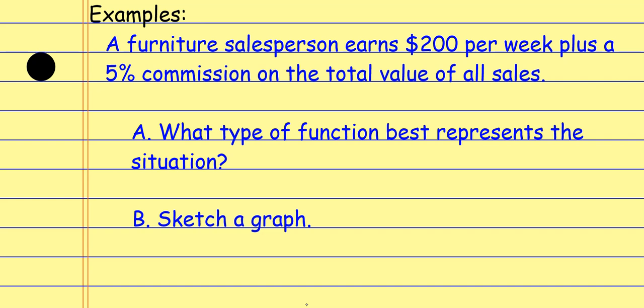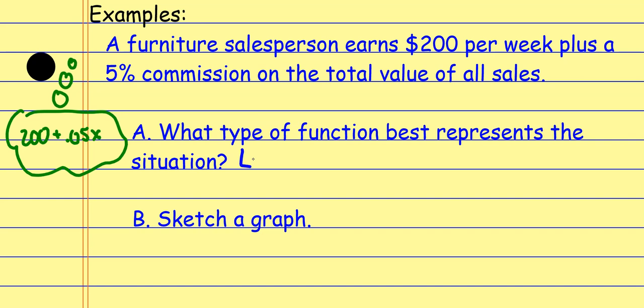And so when we think about what's happening here, this one's easiest if you think about the equation first. He starts with $200 no matter what, but then to that, he's going to add 5% of whatever he sells. So 0.05 times however much money he makes. Now when I look at that, hopefully you can see that that's really y equals mx plus b. Yeah, it's a little mixed up. It should be 0.05x plus 200, but that is a linear type of equation, all right?